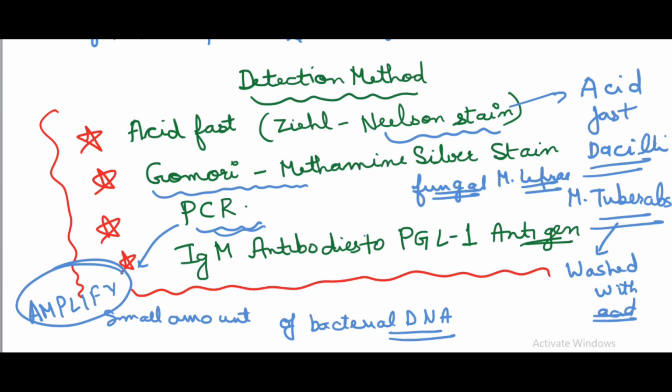The other is the IgM method, antibodies to PGL1 antigen. So what do these antibodies do in our body? So these antibodies help to identify and neutralize the pathogens like bacteria and viruses. So in the context of leprosy, IgM antibodies to PGL1 antigen can be detected in the blood.